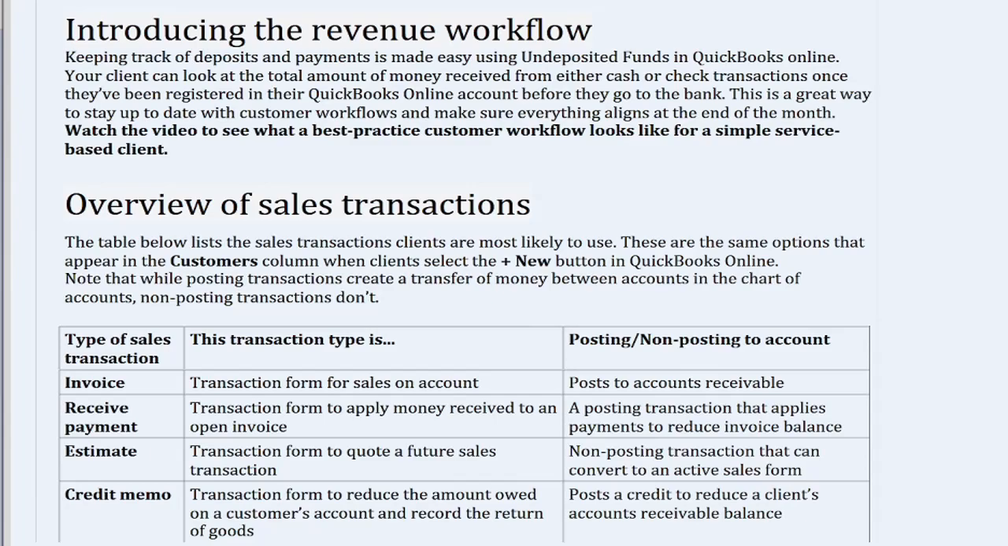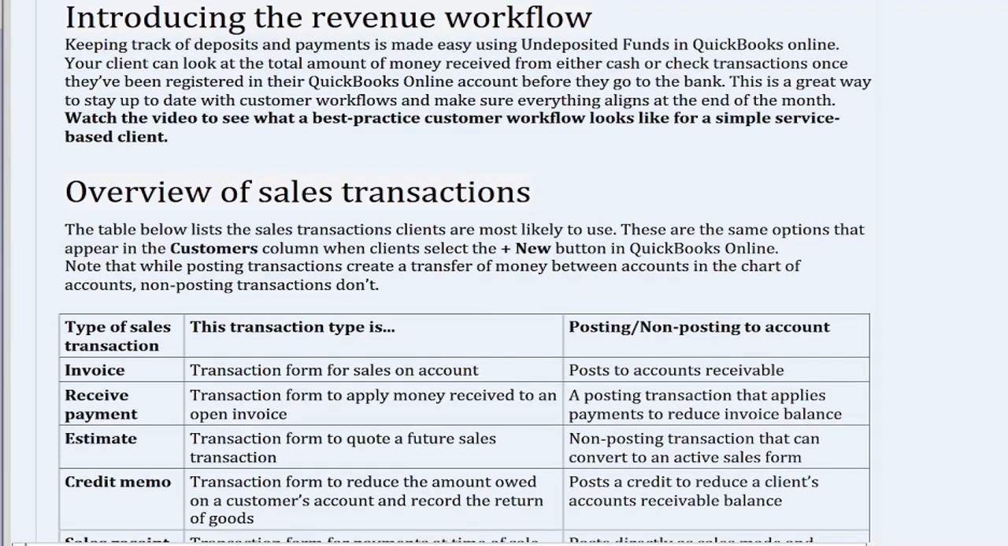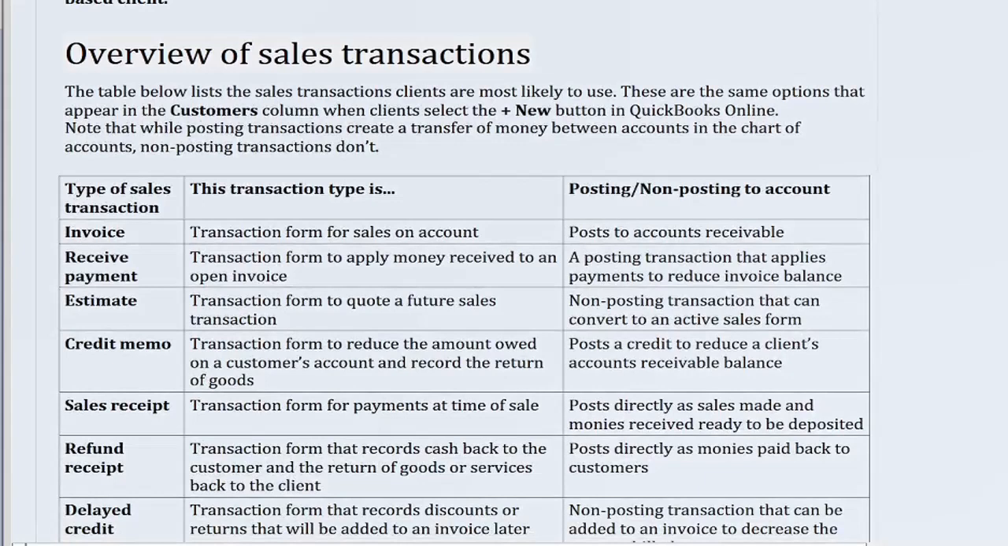Overview of sales transactions. The table below lists the sales transactions clients are most likely to use. These are the same options that appear in the Customers column when clients select the Plus New button in QuickBooks Online. Note that while posting transactions create a transfer of money between accounts in the chart of accounts, non-posting transactions don't. Type of sales transaction. This transaction type is posting/non-posting to account.